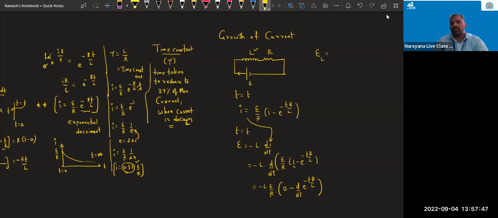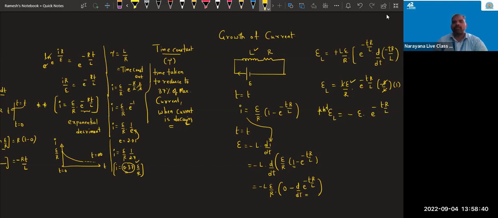So the EMF induced across the inductor after t seconds: minus L into E by R, and minus into minus becomes plus, for the differentiation of e power minus tR by L and d by dt of minus tR by L. So the EMF induced across the inductor is L into E by R into e power minus tR by L into minus R by L. I will take it outside, and dt by dt value is 1. So L by R cancels out. The EMF induced is E into e power minus tR by L, capital E.